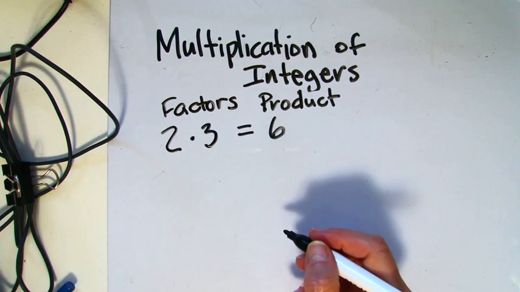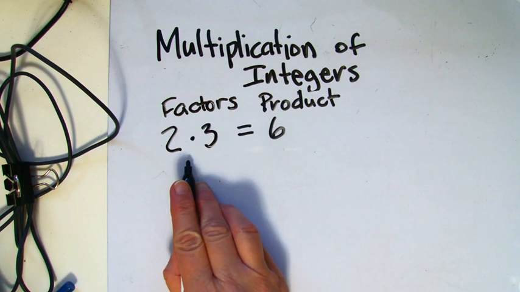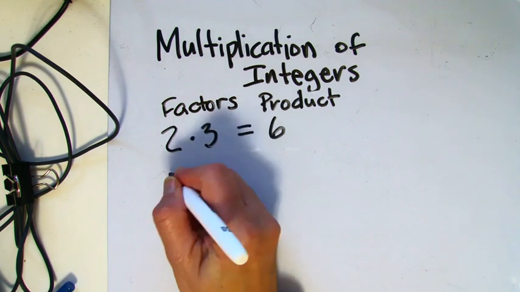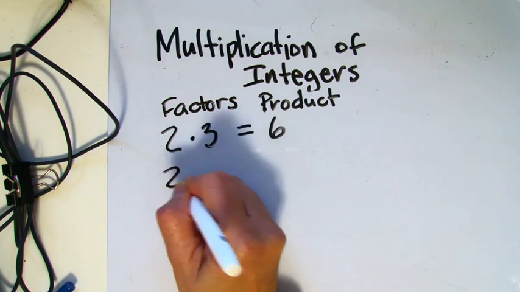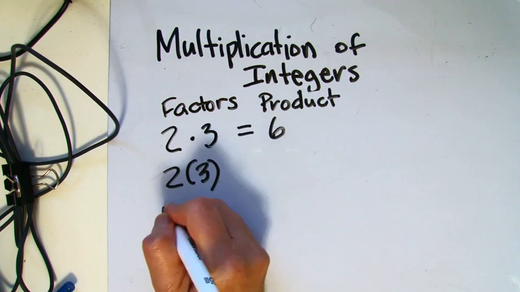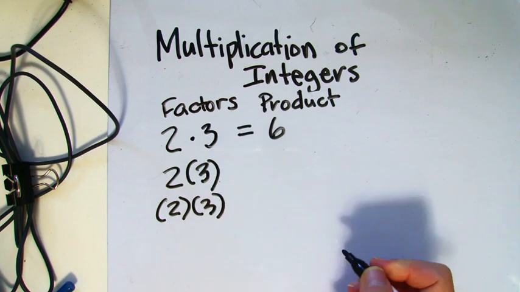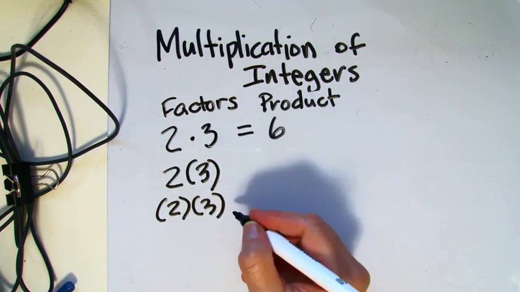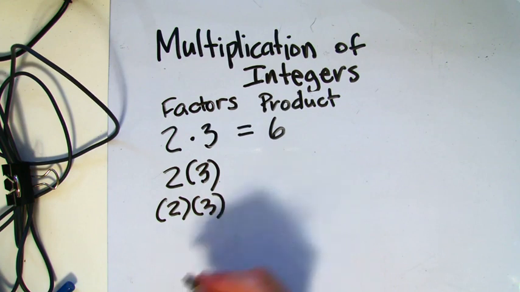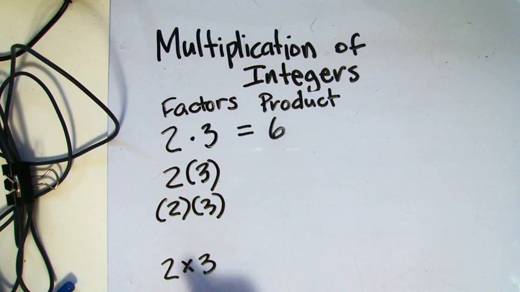Also, there are different ways of writing a multiplication problem. In this case, I'm using the dot. Another way to write it would be to use parentheses. And in some cases, you might see all the numbers in parentheses. These three ways would be acceptable. However, do avoid writing your multiplication using the X.